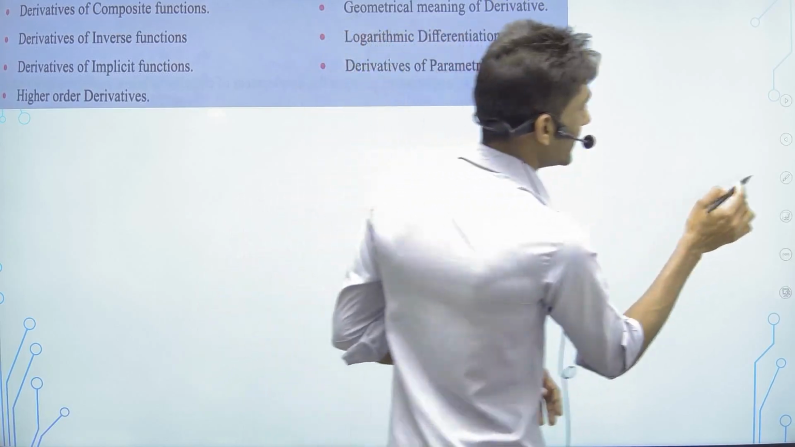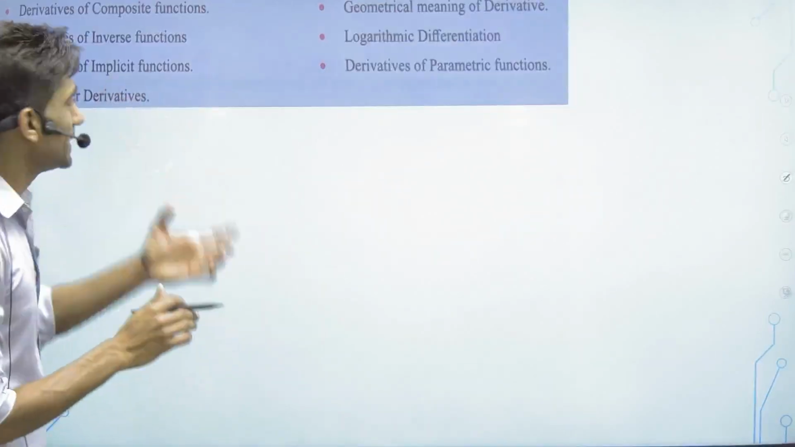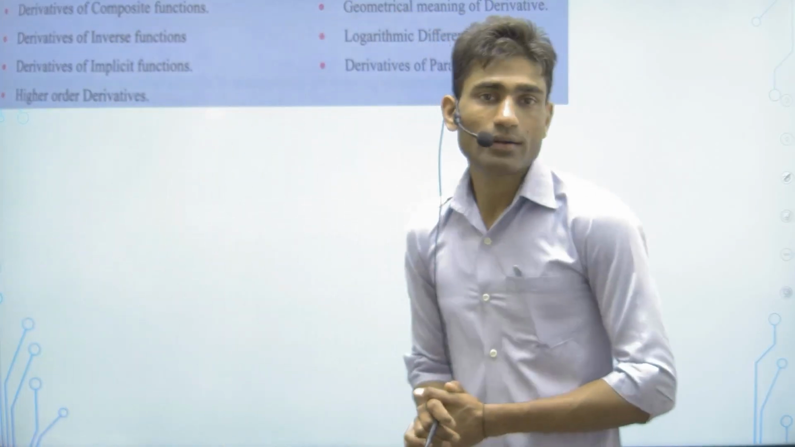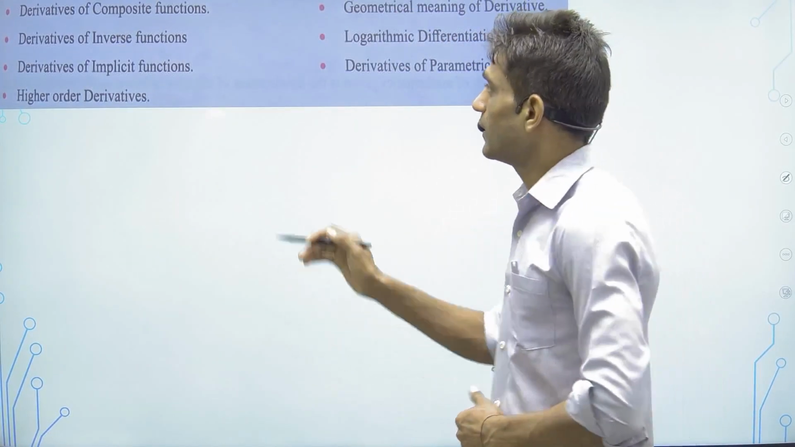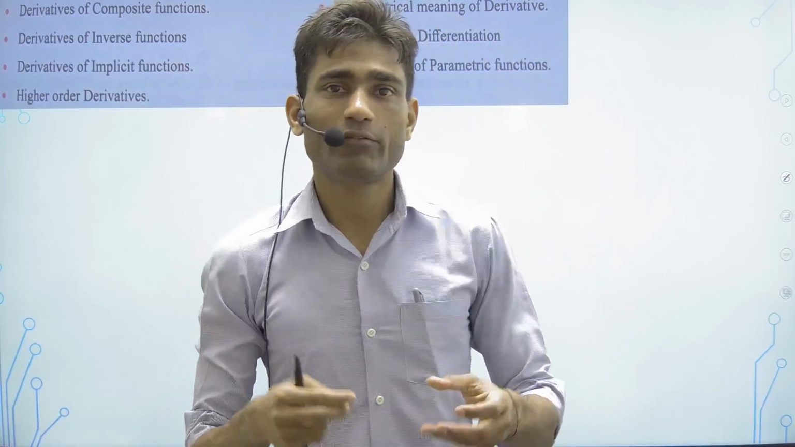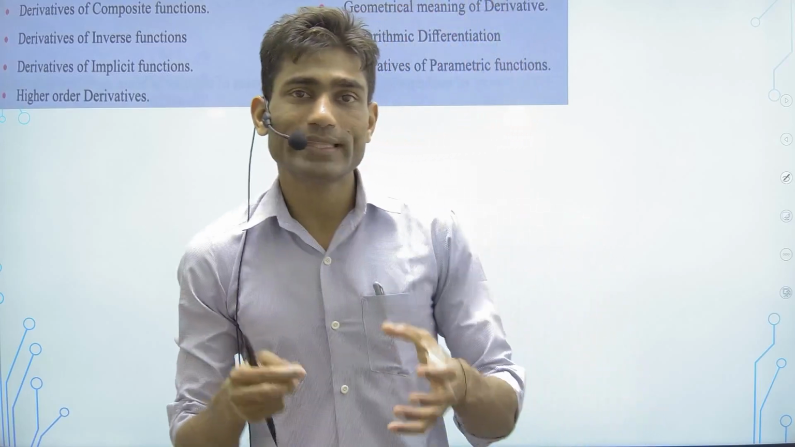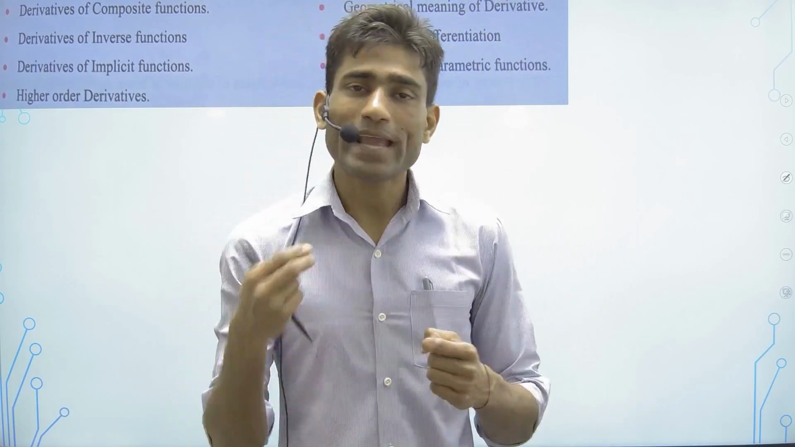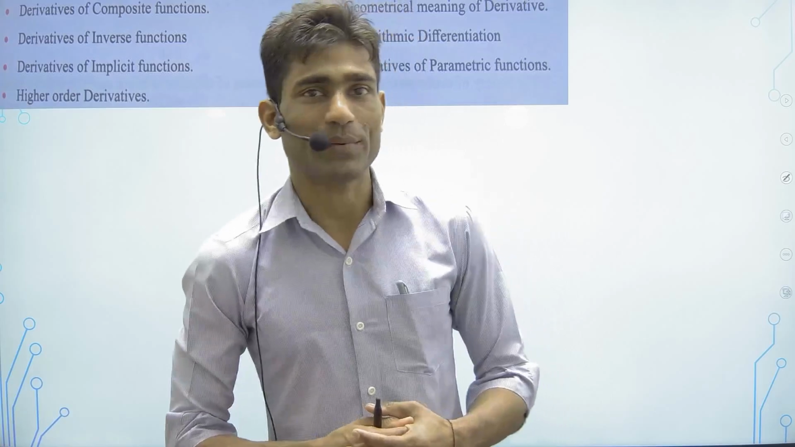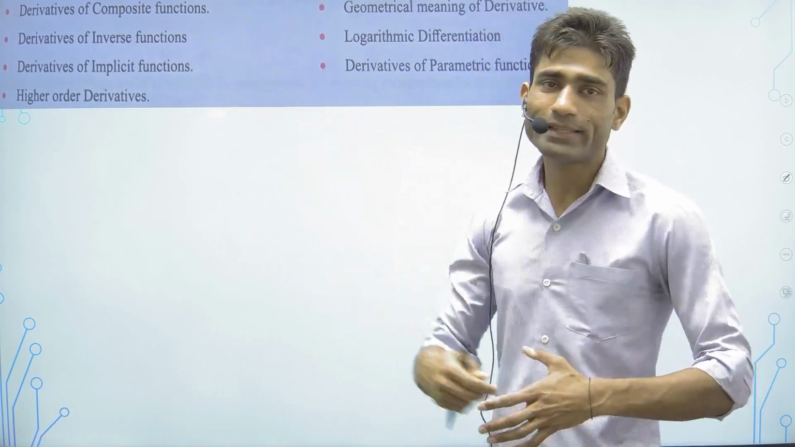In today's lecture, we'll go over some of the basic concepts which are important for our differentiation examples. First of all, we have to understand the meaning of differentiation. Differentiation is the rate of change in some quantity. This rate of change we have to learn here in our differentiation chapter.